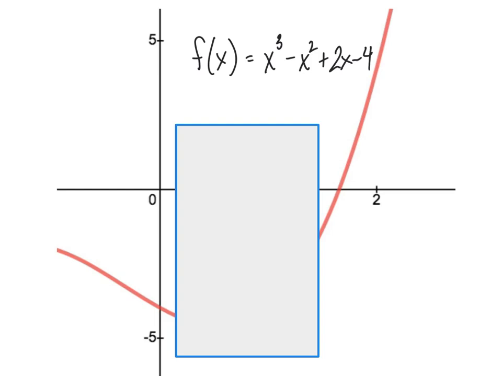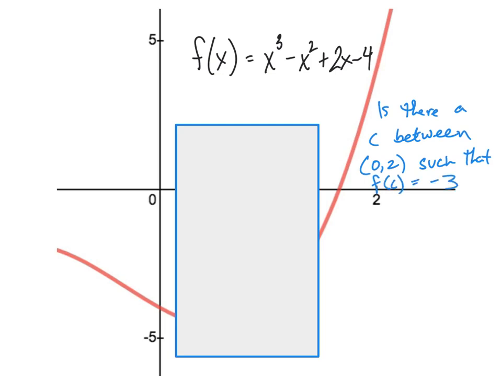So here's an example of how you might use the intermediate value theorem on the AP exam. You can see I've given a function and a graph, and I've purposely put a box over part of the graph, because I want us to reason without needing to see the whole graph. You might be asked, is there a c, and that's usually the letter that's used, is there a value c between 0 and 2 such that f of c is equal to -3?